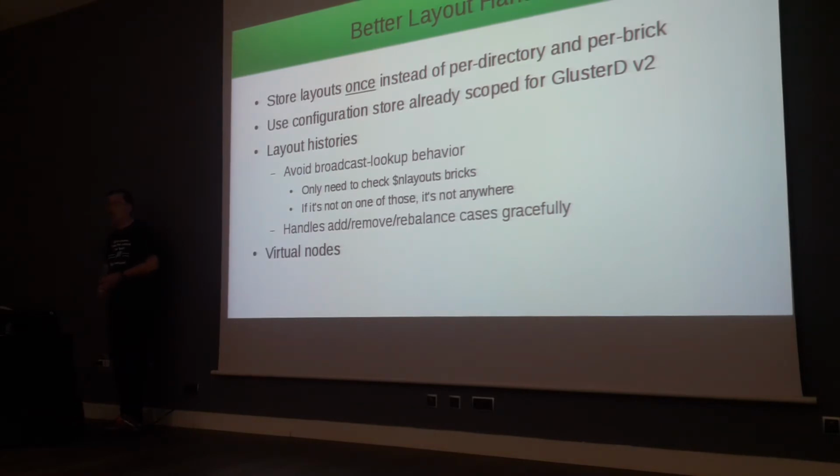The other thing we're looking at adding is having layouts include virtual nodes. How many people know about virtual nodes in consistent hashing? Okay. So the basic idea here is that instead of giving each brick one hash range that it's responsible for, we give it multiple. And the advantage to doing that is that with the current scheme, particularly if you're using the hash range, I should have drawn a figure for this, I'm sorry.